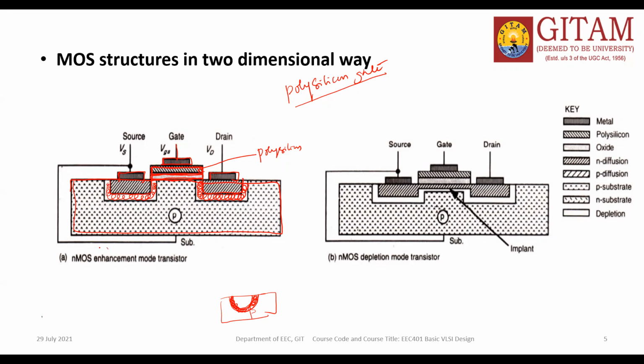So this is called an enhancement mode type of transistor because there is no channel here. If you observe carefully, there is no channel at all. Here there is no channel, right?